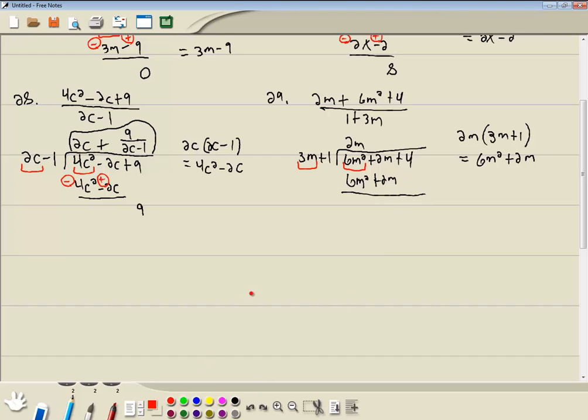Now we're going to subtract that line, which means we'll flip signs. So this positive becomes a negative, and this positive becomes a negative. Now 6m squared minus 6m squared drops away. 2m minus 2m drops away, and then we'll bring down the 4. And again, the degree of 4 is 0. Degree of 3m plus 1 is 1. So this is our remainder. And we'll put our remainder over what we're dividing by. So 4 over 3m plus 1.